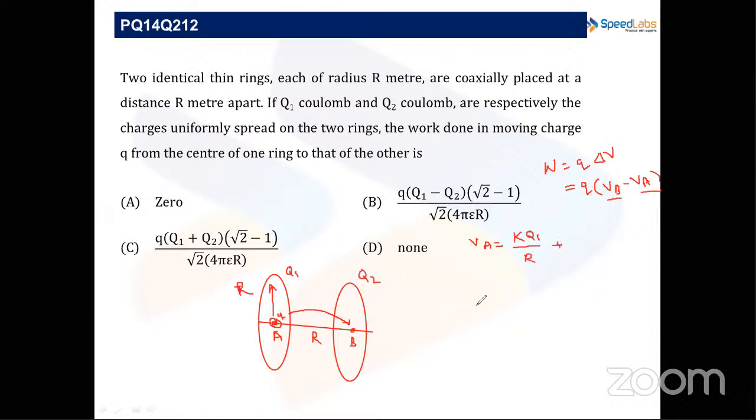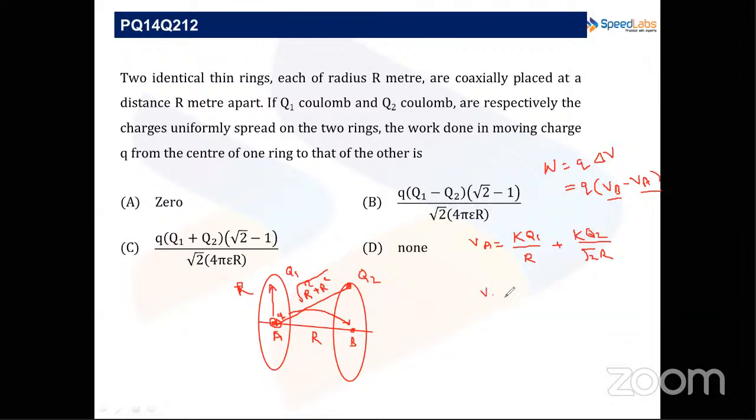Now the potential due to the second ring: all its charges are located at a distance of square root of r square plus r square from point A, that is root 2 r. So the whole charge q2 is at root 2 r from point A. Potential is a scalar quantity, so kq by r, where q is q2 and the distance is root 2 r. So here we have V A.